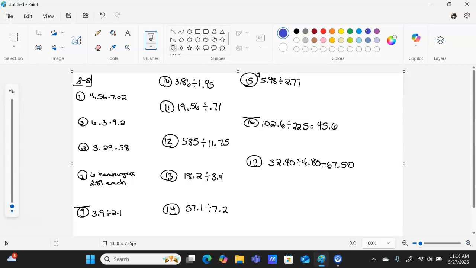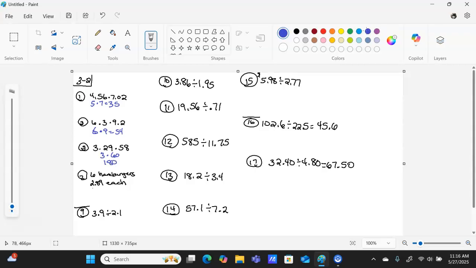Okay, in 3.2, we are estimating products and quotients. With products, you pretty much just round. So we're going to round that to 5 and that to 7, and we're going to get 35. On number 3, we're going to round this to 6 and the 9.2 to 9 and get 54. Here, we're going to round this to 3 and 58. We're going to round to 60 and get 180.